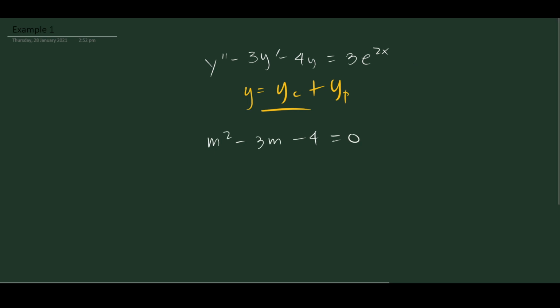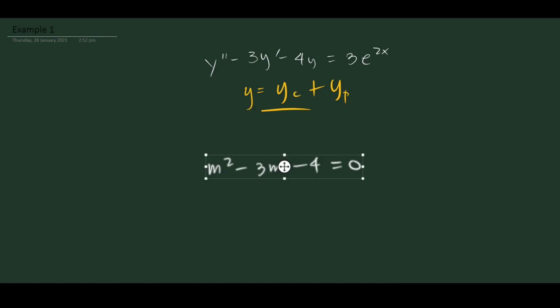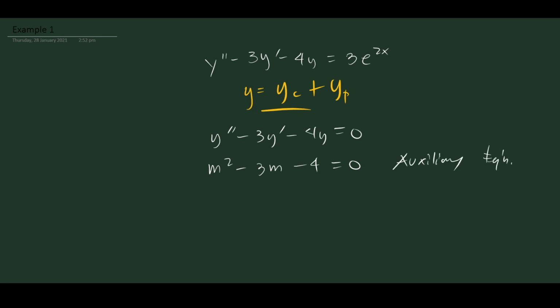Oh wait, let's write first our associated homogeneous equation. So that is y double prime minus 3y prime minus 4y is equal to 0. And then we get our auxiliary equation. Okay, there we have it.